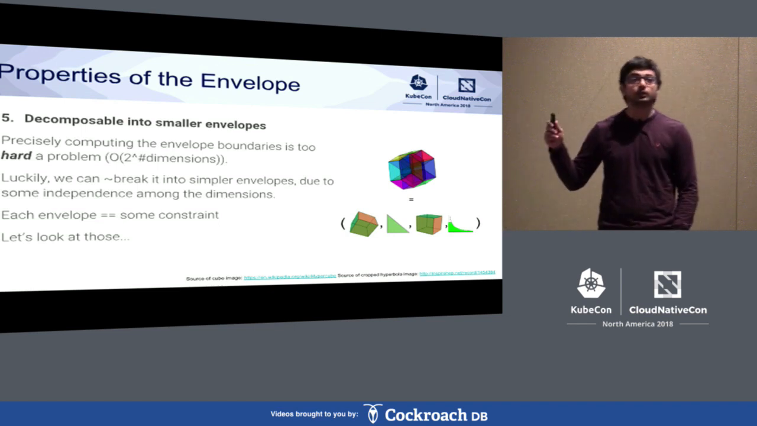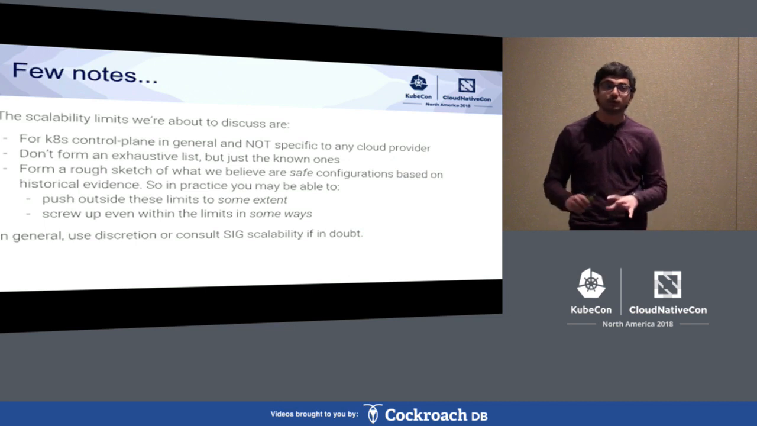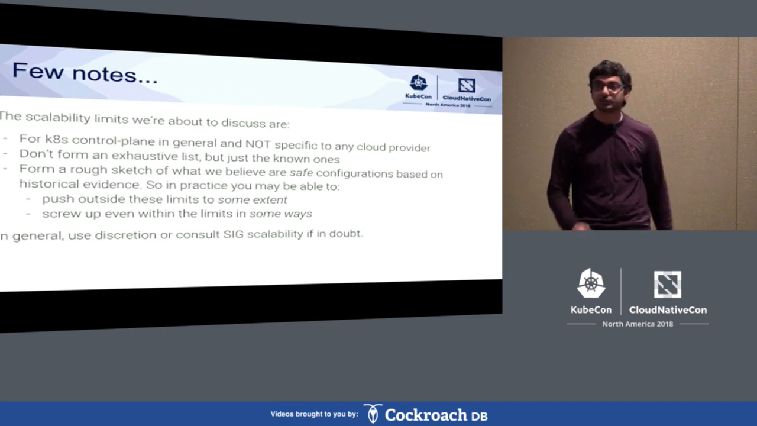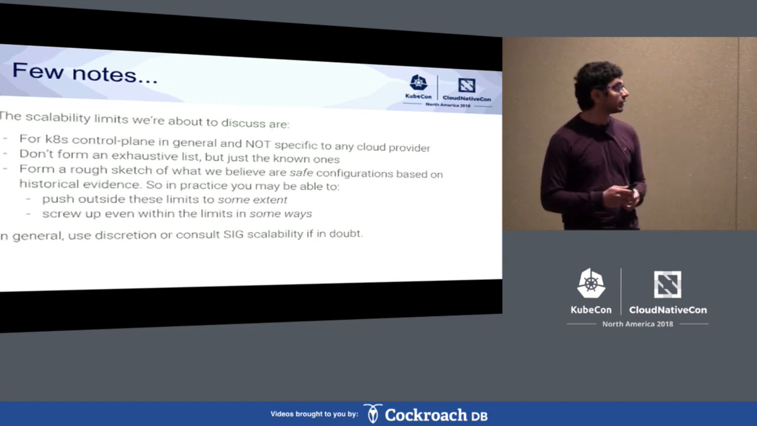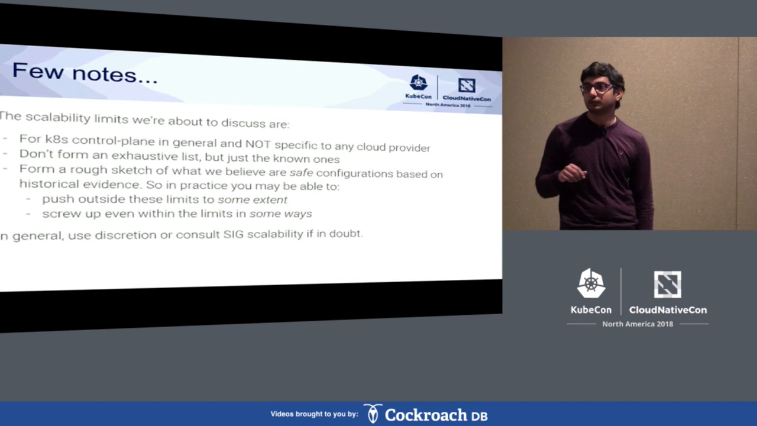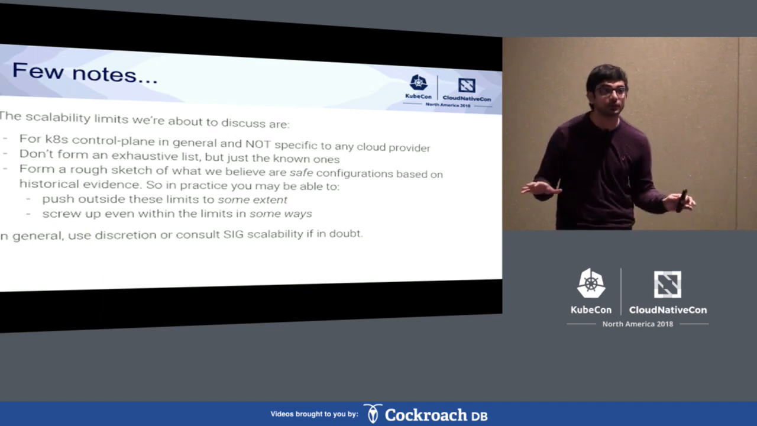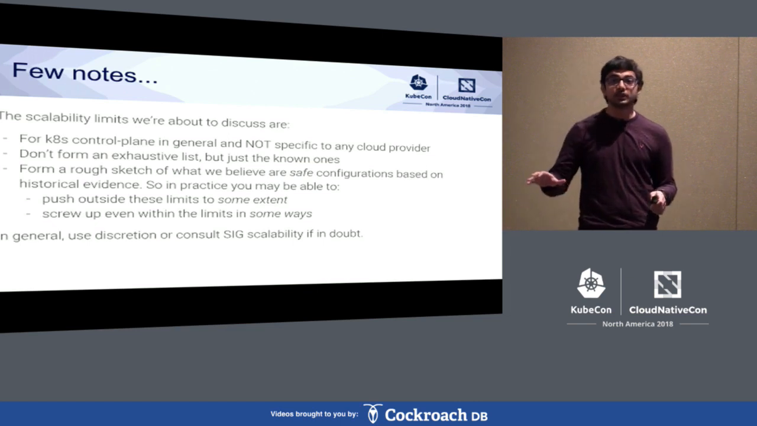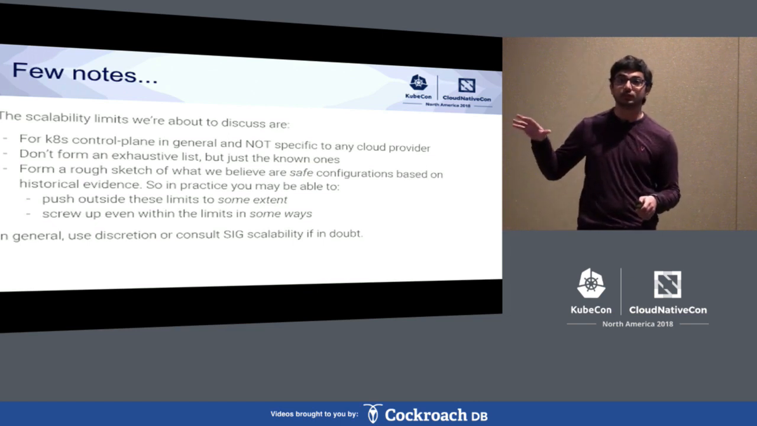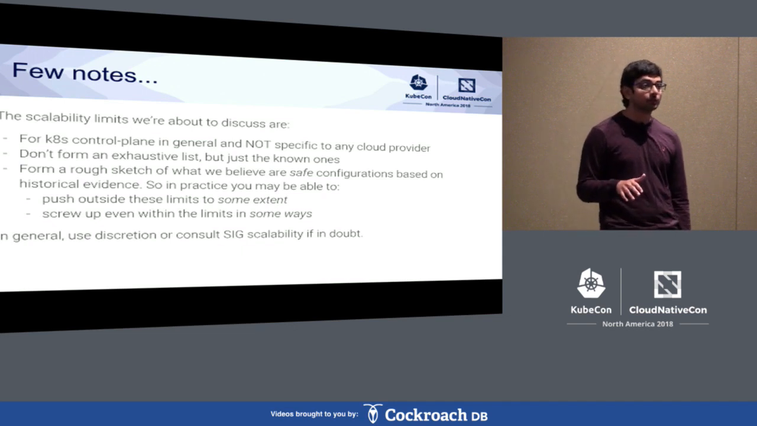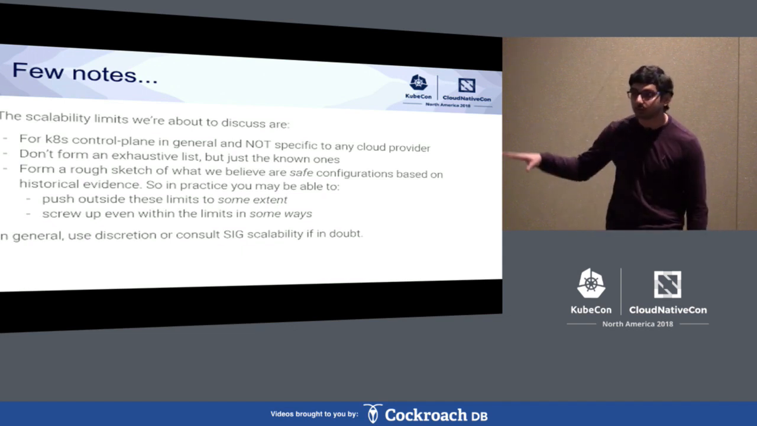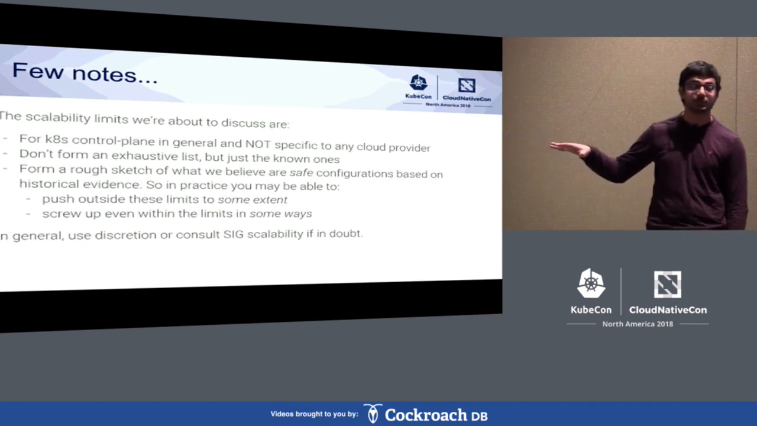So we'll go ahead and look at some of the small envelopes, especially for Kubernetes. But I want to make a few things clear before we actually look into those limits. The first thing is that the limits that we're going to talk about here are purely specific to the Kubernetes control plane. So these do not have anything to do with the cloud provider. These come basically out of the Kubernetes design. There may be some limits that come from the underlying infrastructure of your cluster, but here we are only going to talk about the Kubernetes control plane limits.